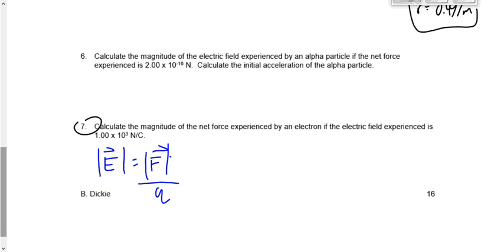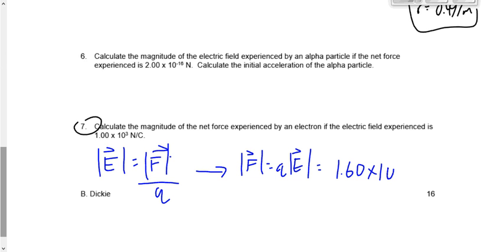We're going to rearrange this to solve for F to get Q times E. We sub in our numbers there. That's pretty straightforward. By the way, note the sign of the charge: just like every other equation, we drop the sign of the charge. We end up getting a magnitude of the force here of 1.60 times 10 to the negative 16 newtons.